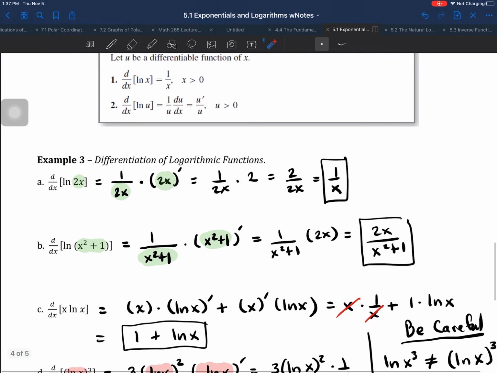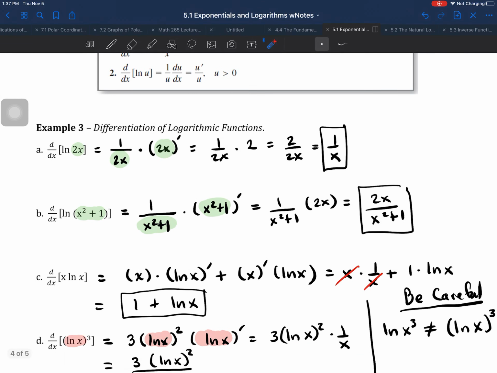Let's practice this concept. Example 3. Differentiate the logarithm function. The derivative with respect to x of the function natural log of 2x. So 2x is the inside function. The rule says to take 1 over the inside, multiplied by the derivative of the inside. The derivative of 2x is 2. So 1 over 2x times 2. The 2's will simplify and cancel each other out, giving you back 1 over x.